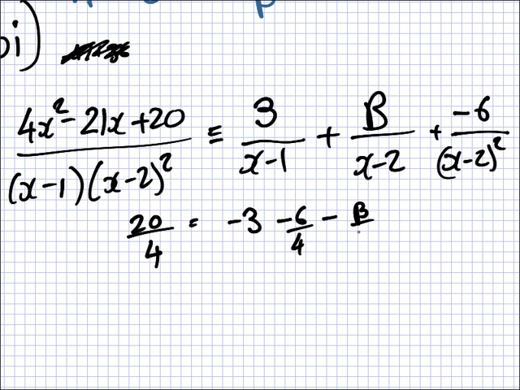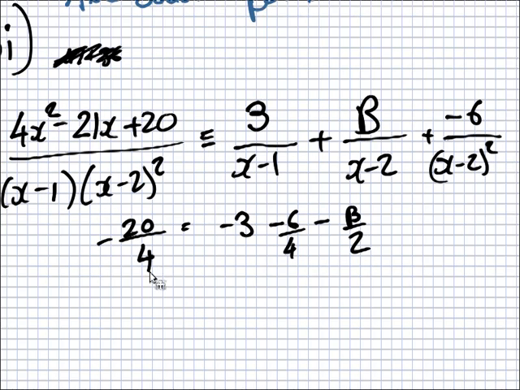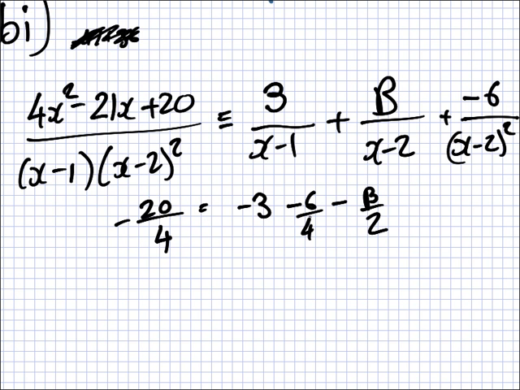Minus b over 2. Minus 4. I think it's 20 over minus 4. No, 20 over 4 for sure. Isn't it? Oh, because of the minus 1 here, yeah. So that's minus 20 over 4. So minus 20 over 4 plus 6 over 4, minus 14 over 4, yes, plus 3 equals minus b over 2.